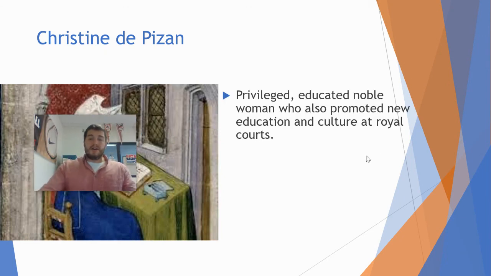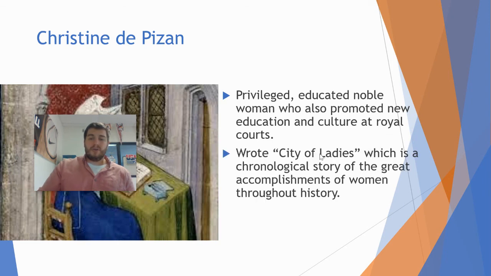Christine de Pisan is another one. She was a privileged, educated noble who promoted new education, humanism, and culture at royal courts. She's going to be an author. And remember, according to another line of Castiglione's book of the Courtier, women should appreciate art and literature but never create it themselves. So Christine de Pisan here would be going against Castiglione. She's going to write a book called The City of Ladies, which is basically a story that shows the accomplishments of women throughout history.